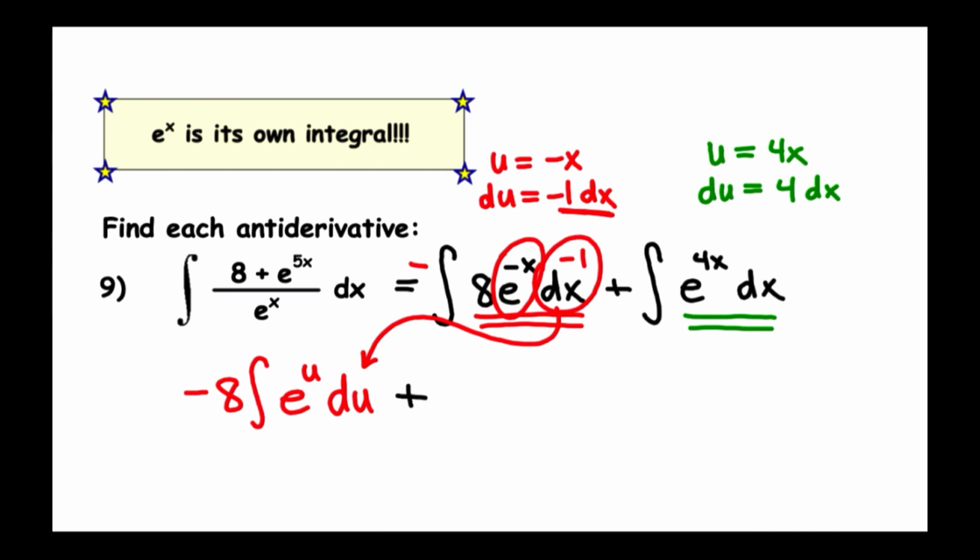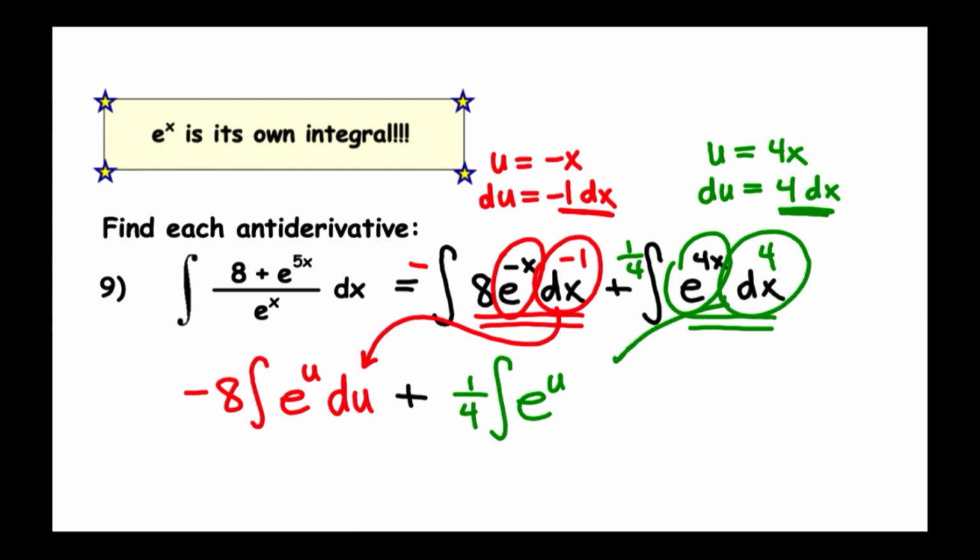Now for the green integral, this e to the 4x will become e to the u. But the du is 4 dx, so I need a 1/4 out front. And now this 4 dx becomes the other du. See, I can call them both u. I think you guys are wise enough to know.